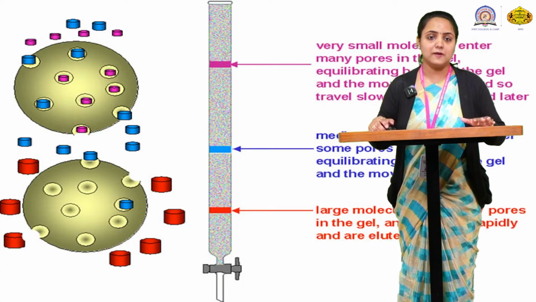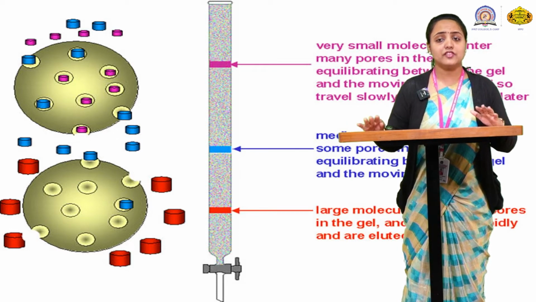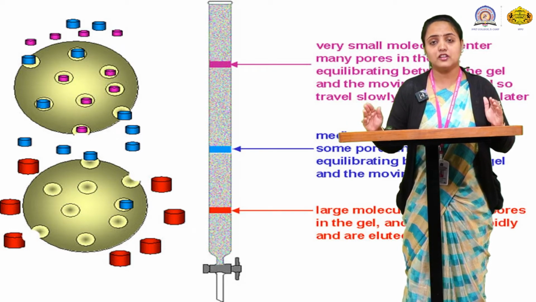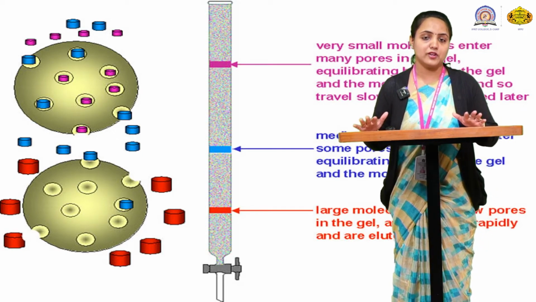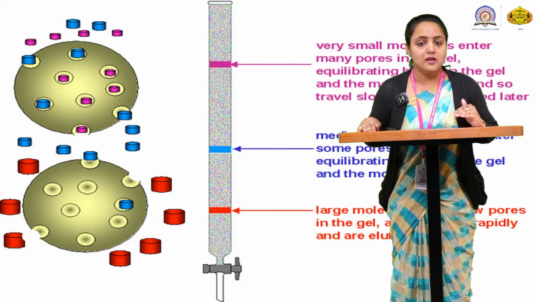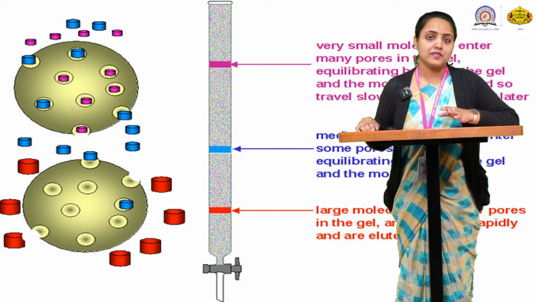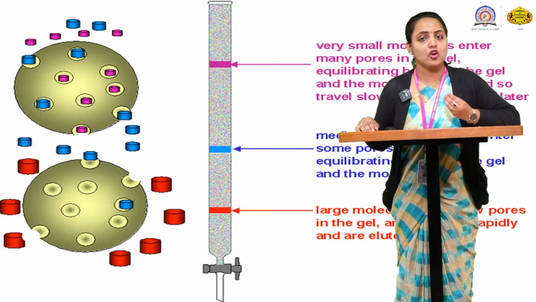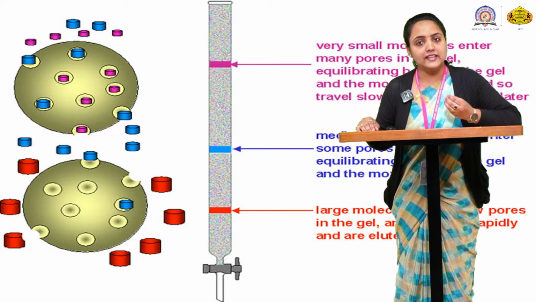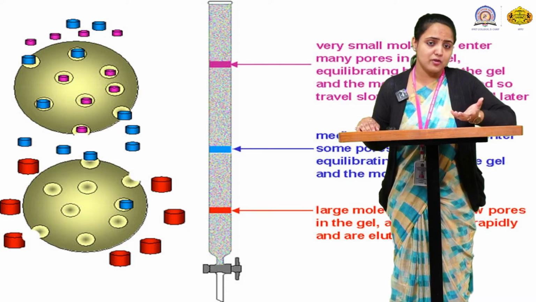Okay. This figure shows you the diagrammatic way of the gel filtration chromatography. Here you can see three colors: pink, blue and red. Pink denotes a very small molecule, blue denotes a medium size molecule, and the red one denotes a very large molecule which is excluded from the beads at a faster rate.